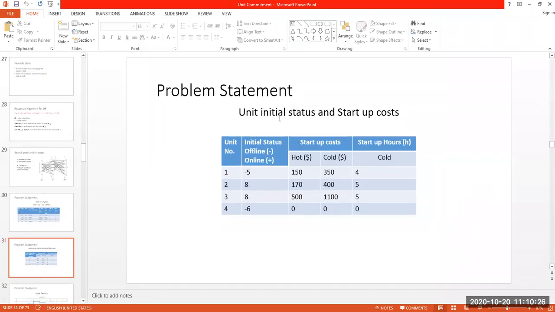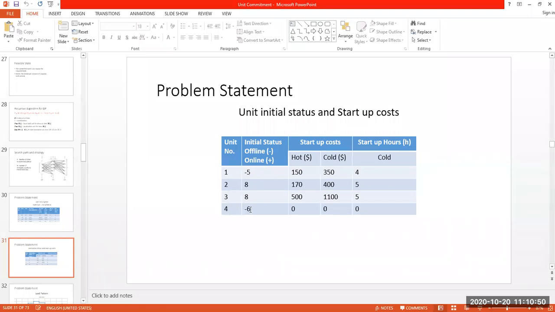Okay, so what are the initial status of the units, which one is turned on and which one is turned off, and the associated startup costs are given here. So unit 1 and unit 4, you see a minus sign. So minus means they are offline for the last 5 hours. Okay, so unit 1 is off for the last 5 hours.